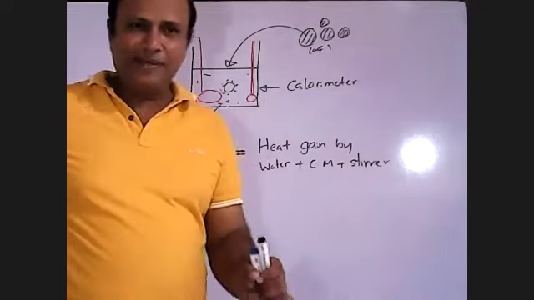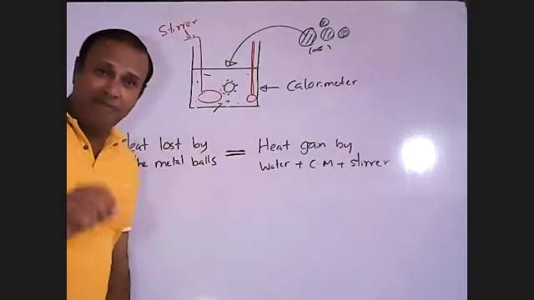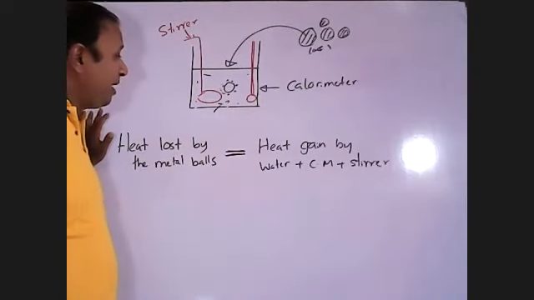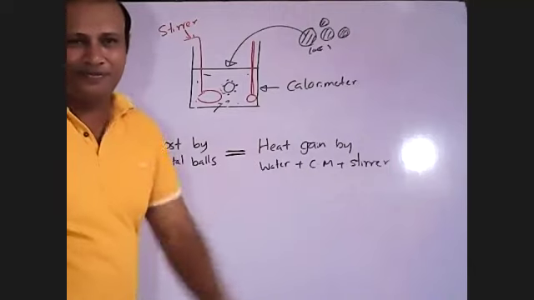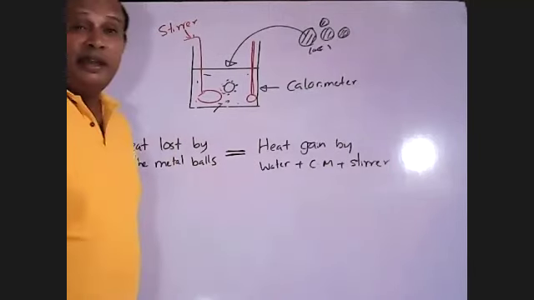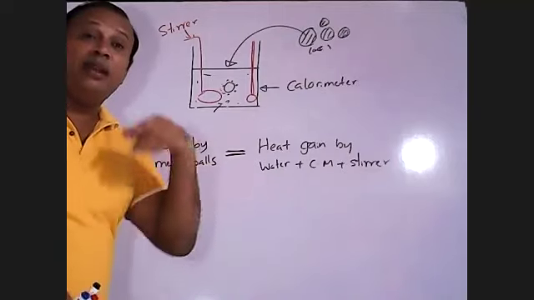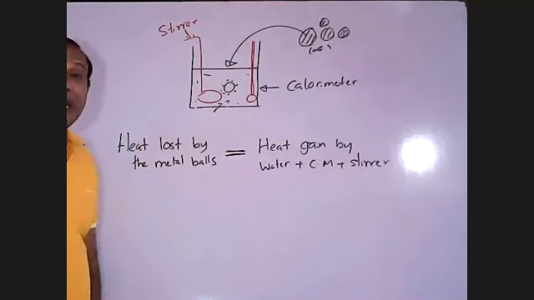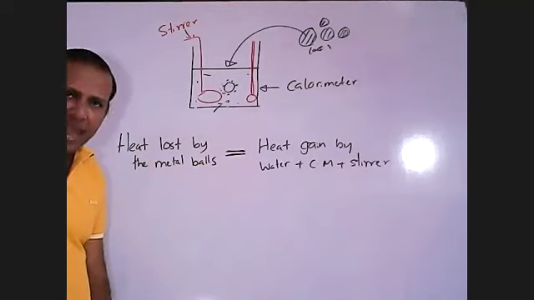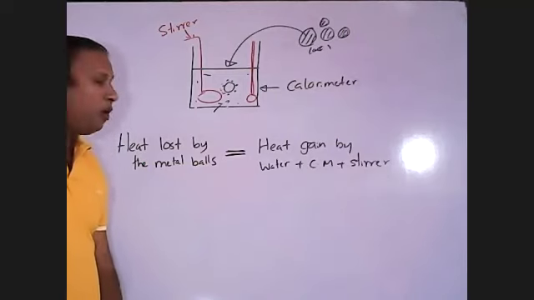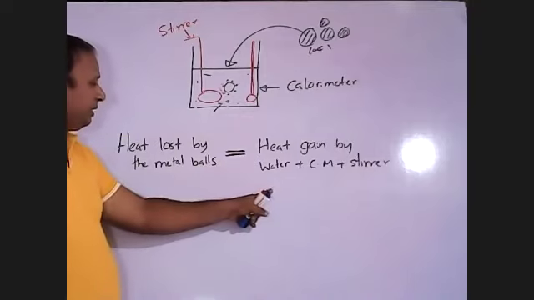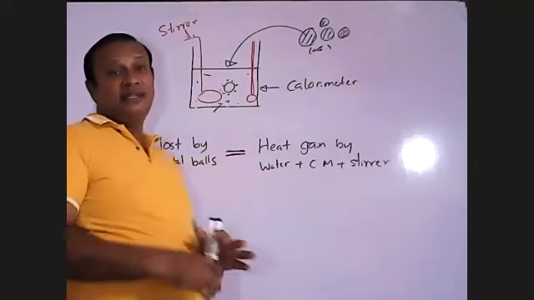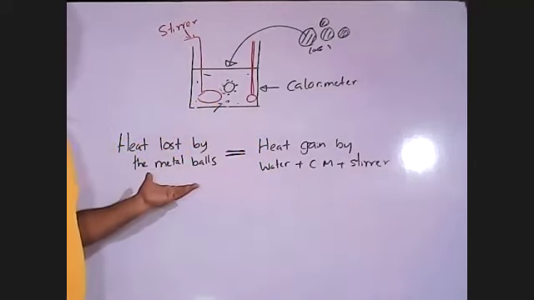Did you get my point? So remember who is the donor and who is the absorber. The metal ball will lose heat. So actually, the metal ball gives heat, and that heat is gained by the water, calorimeter, and the stirrer. Okay, so that is the concept of this practical.